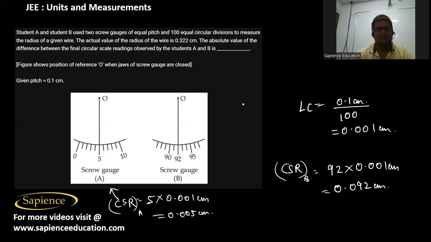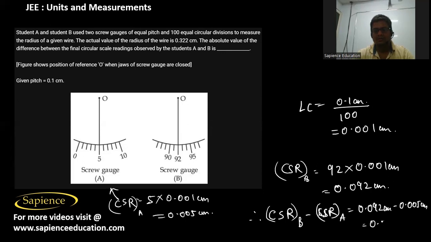So therefore the difference between the circular scale readings of the student B and the student A will be equal to 0.092 centimeter minus 0.005 centimeter. So that will be equal to 0.087 centimeter. So the absolute value of the difference between the final circular scale readings observed by the students A and B will be equal to 0.087 centimeter.